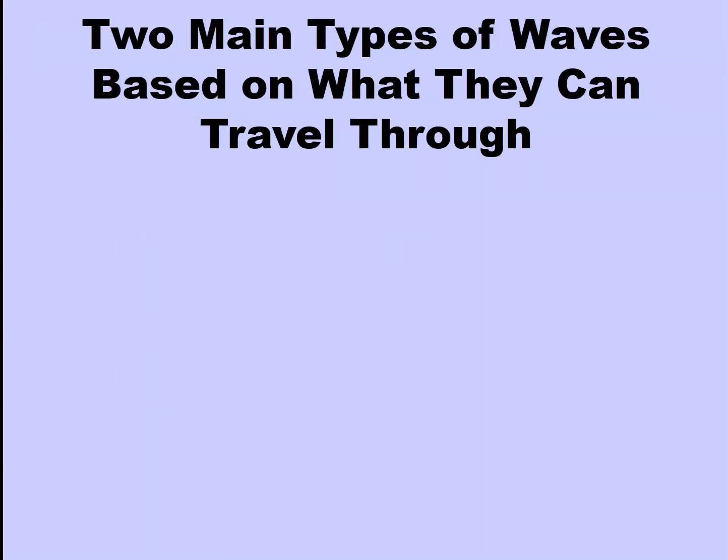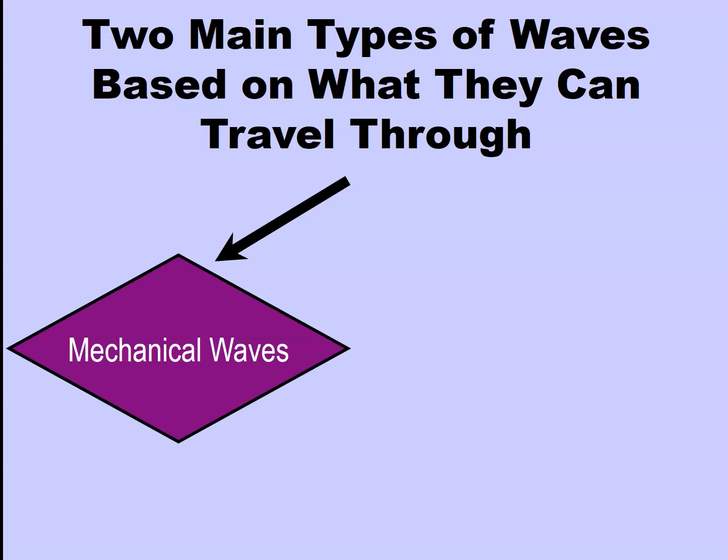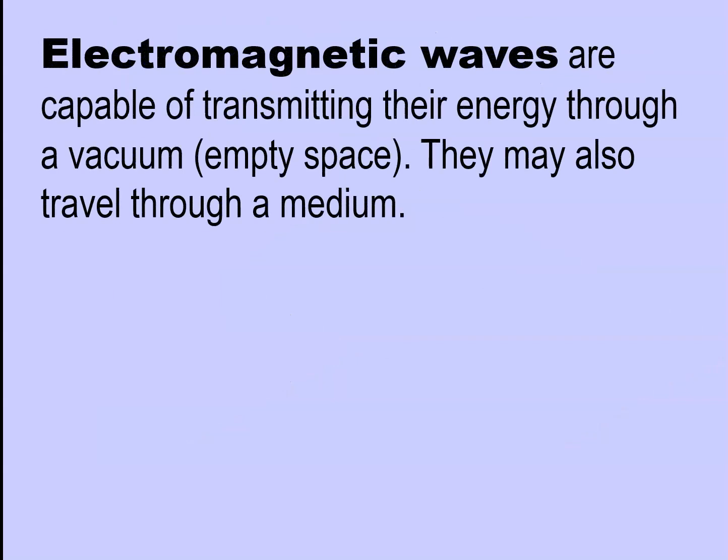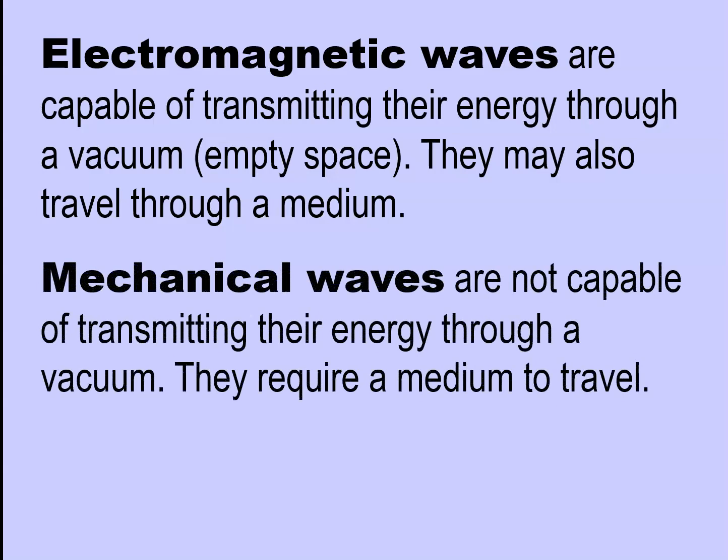Waves can be classified in two ways. One way is on how it can travel and what it can travel through. The two categories are mechanical waves and electromagnetic waves. Electromagnetic waves can transmit their energy through a vacuum. They can also travel through a medium, but it is not required. Mechanical waves must have a medium. They are not capable of traveling through a vacuum.